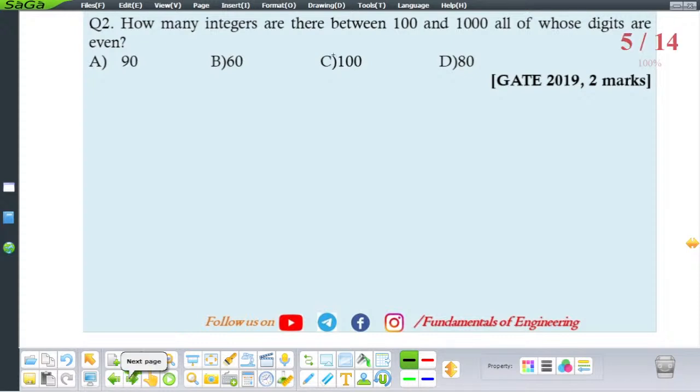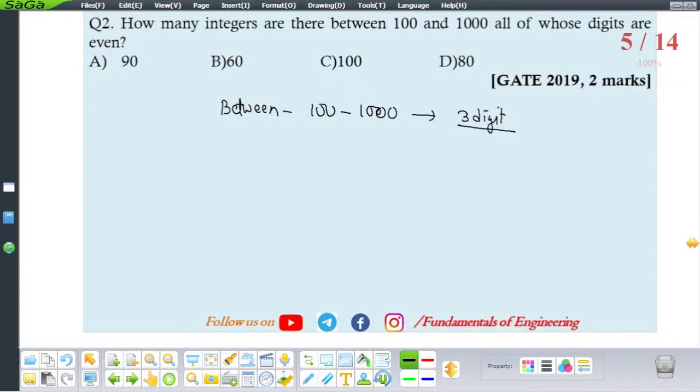Now second question. How many integers are there between 100 and 1000, all of whose digits are even? So between 100 and 1000 means we are getting 3-digit numbers, because all the digits have to be even.